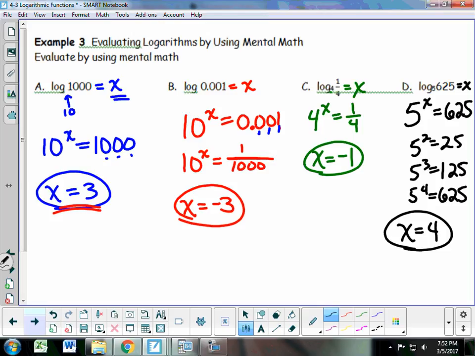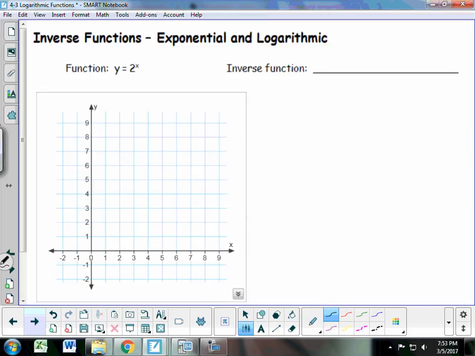Now, for graphing, this is where 2 colors will be helpful. Okay. We're going to graph an exponential function and its inverse, which is a logarithmic function. Okay. So the function y equals 2 to the x, the logarithmic form of that is going to be y equals log base 2 of x. Okay.